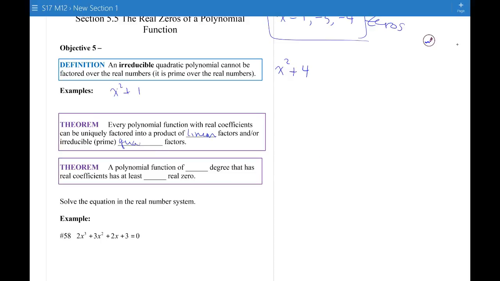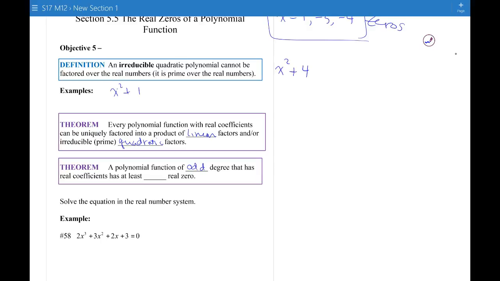prime quadratic factors. So that means if you have a cubic factor, it has to be able to factor more. So you always can get down to linear and quadratic factors. And let's think about why this would be true.